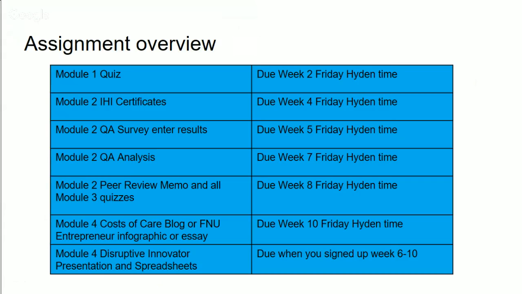So Module 2 also has a QA survey, and there are a couple of steps to this. There's the step where you enter results, and that's due by the end of week 5. And then an analysis, which is really the final product of this assignment, is due at the end of week 7. So let me try to break this assignment down for you so it makes a little bit of sense.